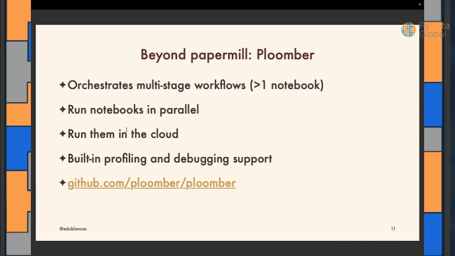Other benefits is that you can run the notebooks in parallel. So if you have multiple notebooks that are independent of each other, Plumber can execute them at the same time. You can also run them in the cloud. You can easily export your workflows to run on Kubernetes, Airflow, Slurm, and a few others. And of course, it comes with the custom engines that I explained, like profiling, debugging, and experiment tracker.